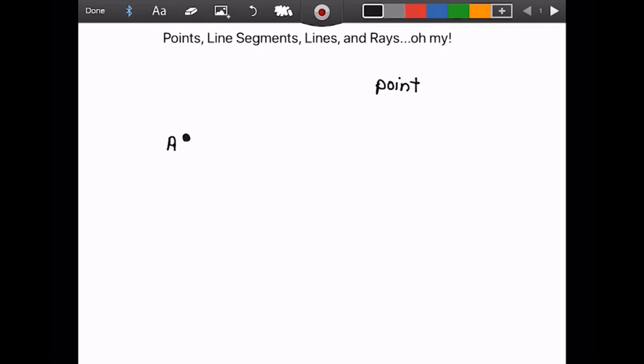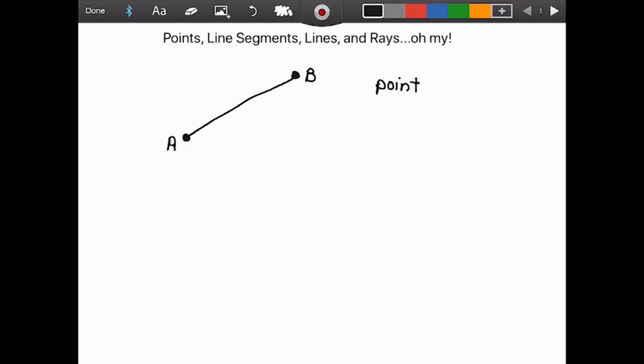So we have point A on our paper. Let's draw another point. I'm going to draw mine up here, and let's label it B. We're going to call this point B. So now we have 2 points on our paper. The next thing I'd like you to do is connect these 2 points with a straight line. If you have a ruler, that's even better. But we're going to connect them with a straight line.